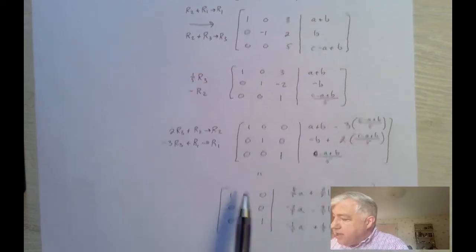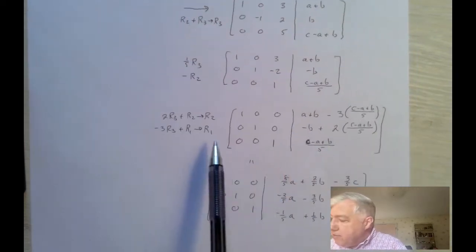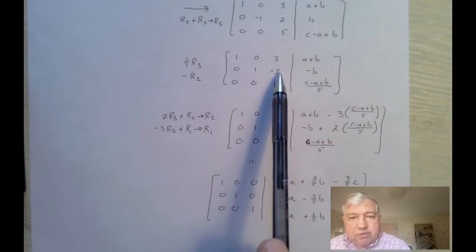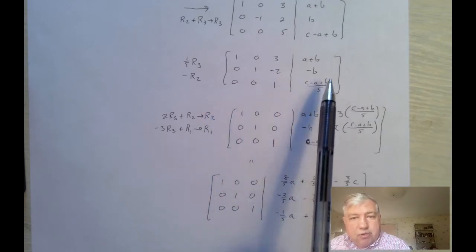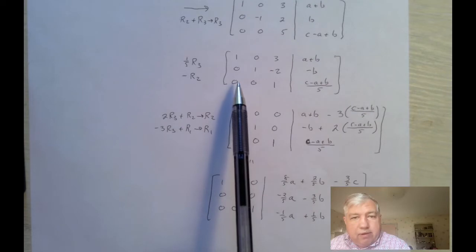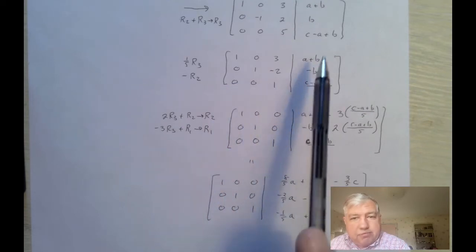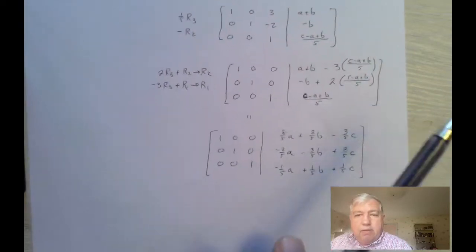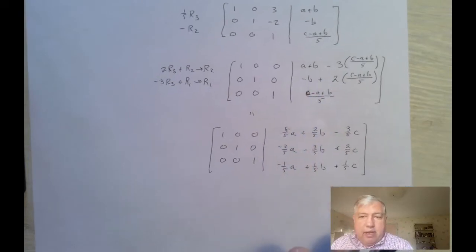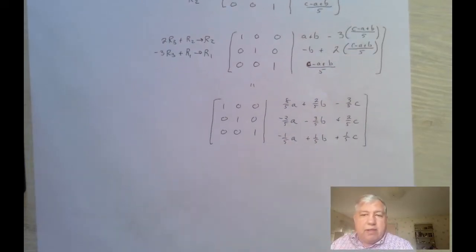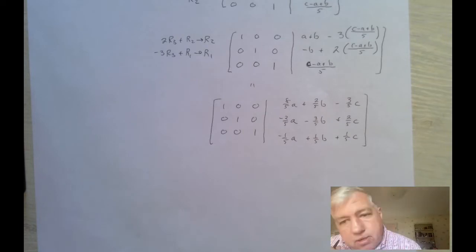And then for the last one, we wanted to clear out these two entries, so we added 2 times this row to this row, and then negative 3 times this row to this row, and then we just do a little bit of algebra here and simplify, and we get this. Okay, so that's where these go.